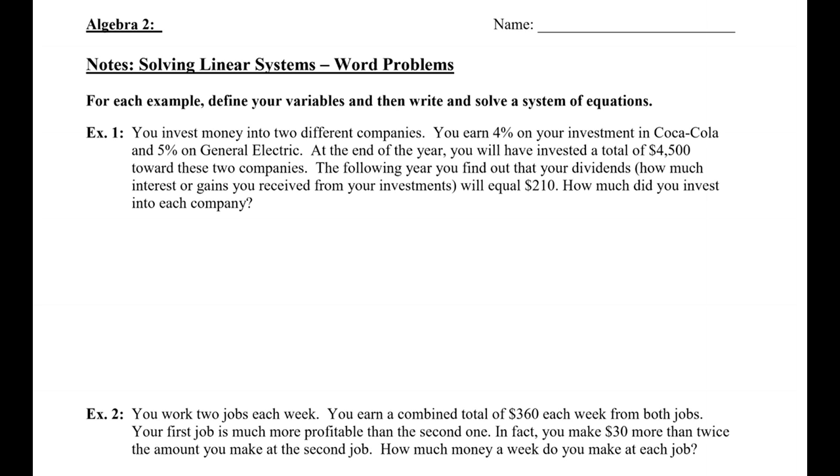Well, the first thing I need to do is define my variables, so I'm going to let X be my investment in Coca-Cola, and Y is going to be my investment into General Electric.